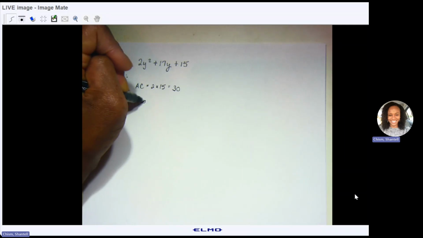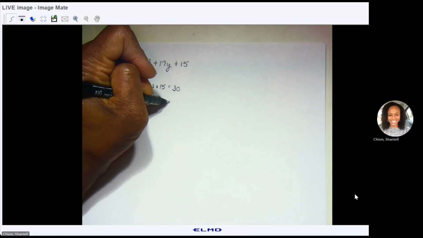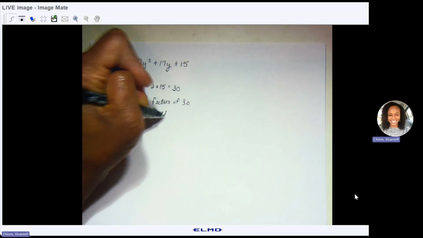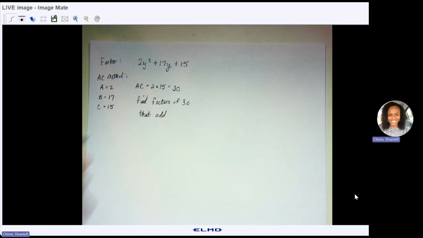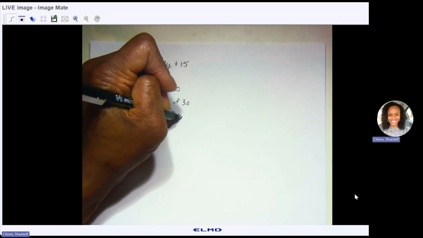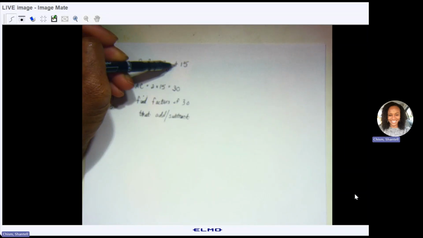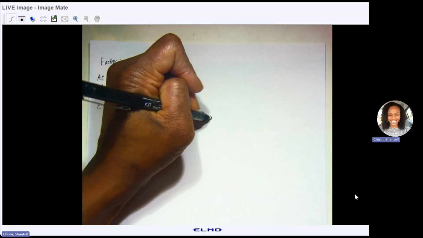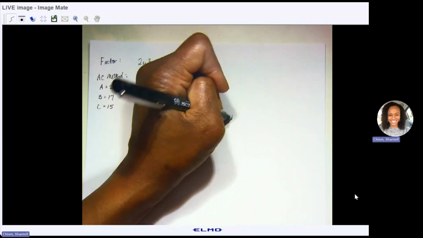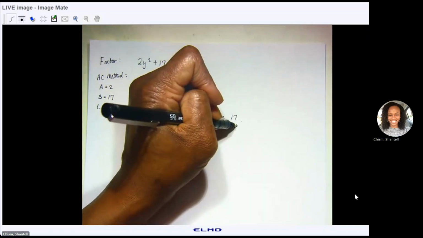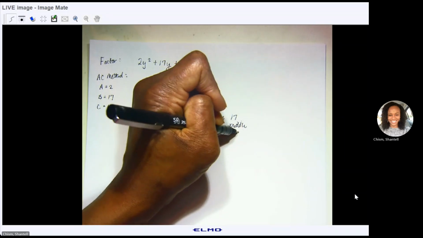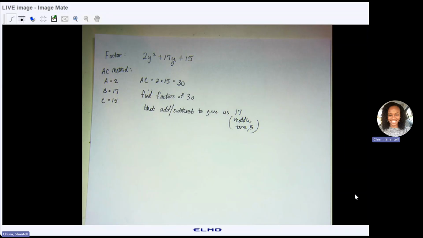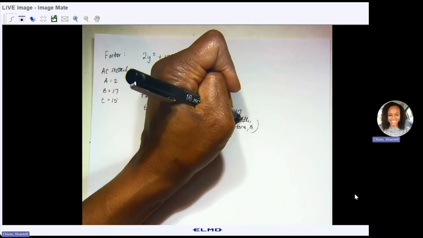And then I find factors of 30 that add, and sometimes you have to say subtract, just depending upon if you have different signs. So let me say add slash subtract. In this case, we have the same signs, so it's going to be add. That add or subtract to give us 17, the middle term.